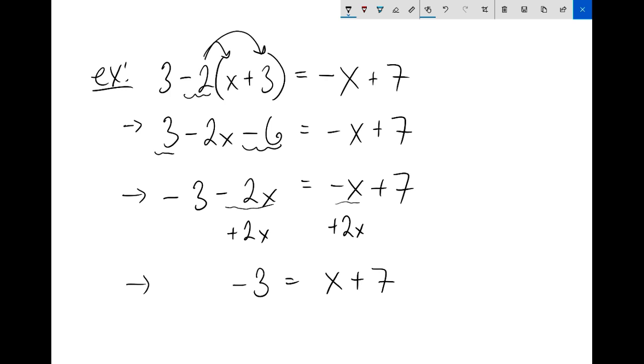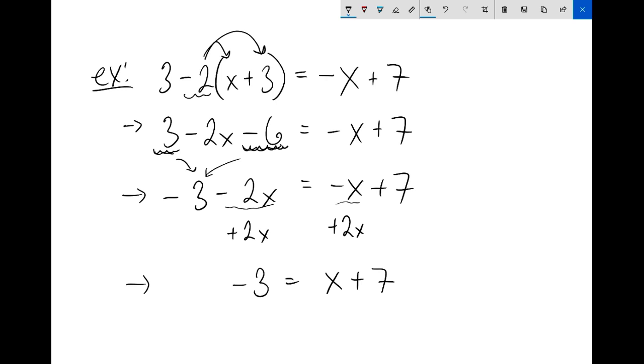Go backwards a little bit. Okay, so the second step: you distributed the negative 2 to both. Then underneath that, why do you have now negative 3 minus 2x? Because I combined these two terms, because they're like terms. So 3 minus 6 is negative 3. All right. Other questions on that one?